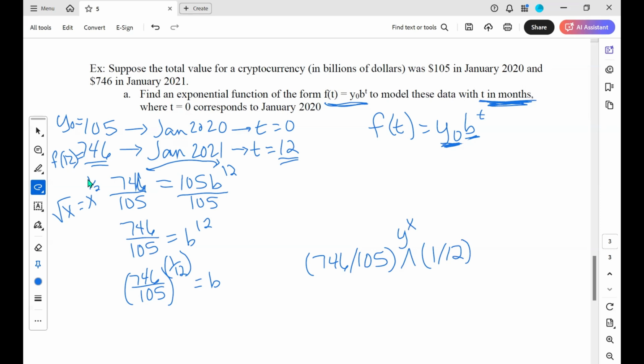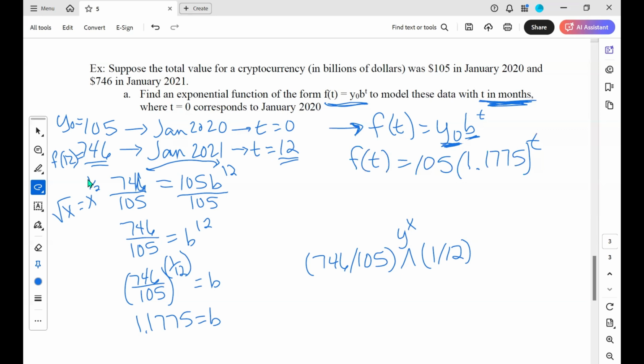And so when you do that, you end up with 1.1775 for your b. Now, we needed the b and we needed the y sub 0 for a general model that we mentioned up here. We are not using the 746 and the 12 in our general model. So the way we write our model is f of t equals 105 times (1.1775) to the t.